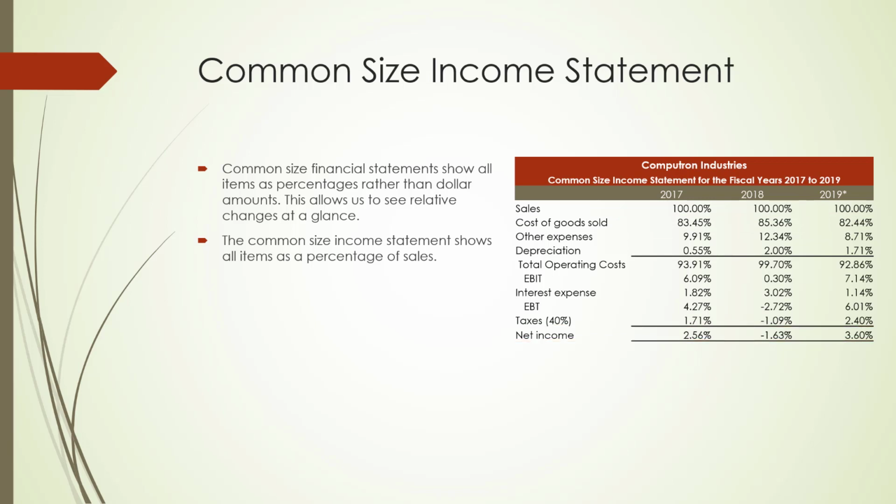Common size income statements are also very useful for comparing to other firms in the industry. It can be very misleading to just look at dollar amounts. If you look at a big firm and a small firm, the big firm almost certainly is going to be more efficient and probably more profitable, but it can be difficult to see that when you look at the dollar values. So looking at percentages makes that more clear.